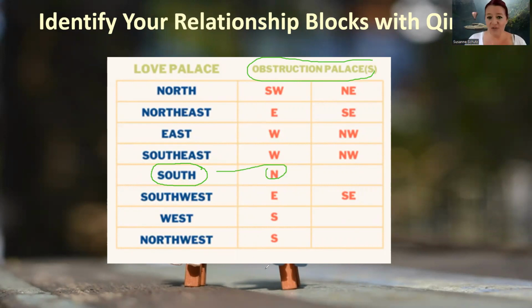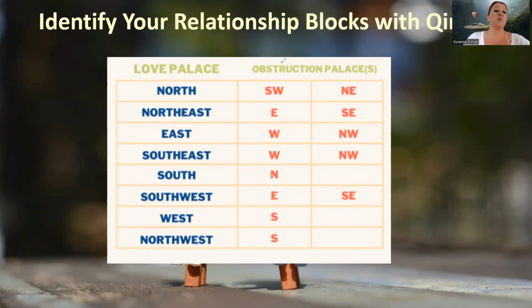Some of you only have one, which is great. This means you only have one issue to deal with or to resolve. Some of us have two. So let's say your relationship palace is in the east. Then your obstructions to relationships are in the west and in the northwest. If your relationship palace is in the northwest, then your obstruction will be found in the south.